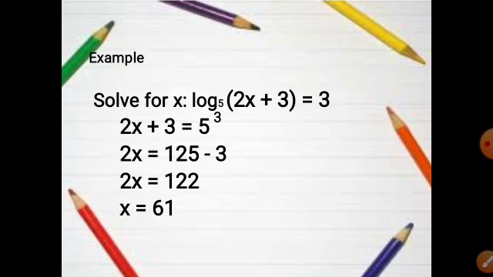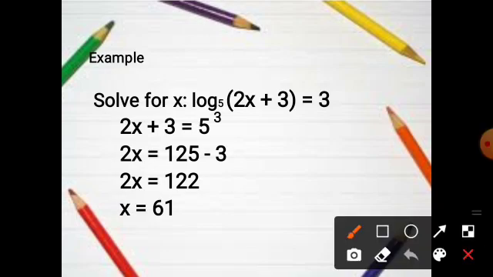So 2x equal to 122 because 125 minus 3 is equal to 122. So our answer is x is equal to 122 divided by 2. So our answer is x is equal to 61.